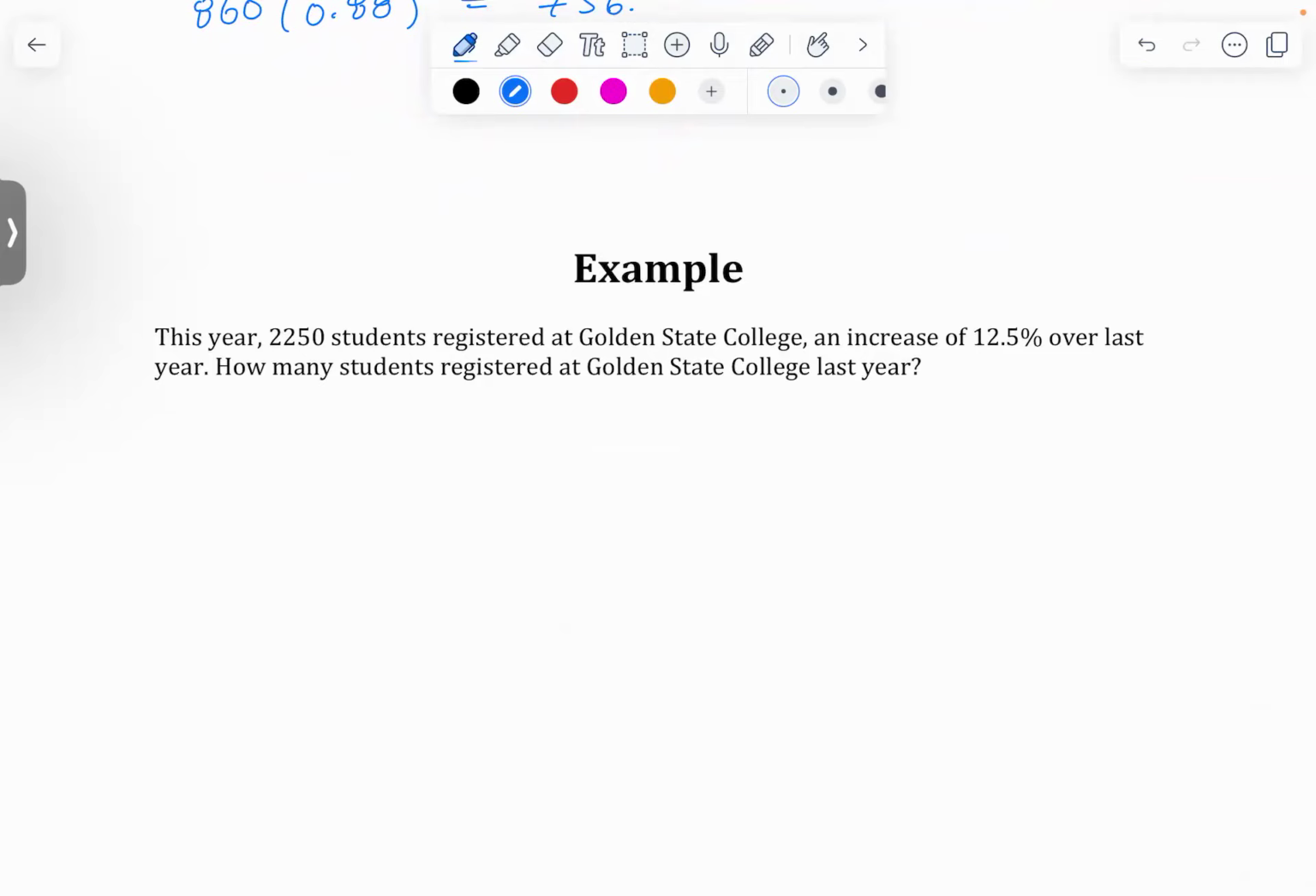This year, 2,250 students registered at Golden State College, an increase of 12.5% over last year. How many students are registered at Golden State College last year? So let's start with X equals the number of students registered at Golden State College last year.